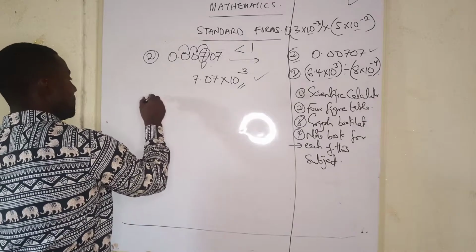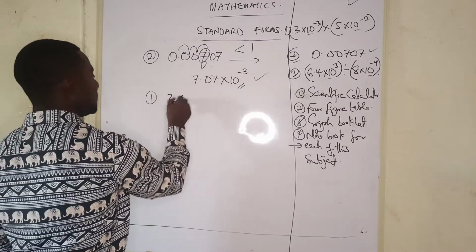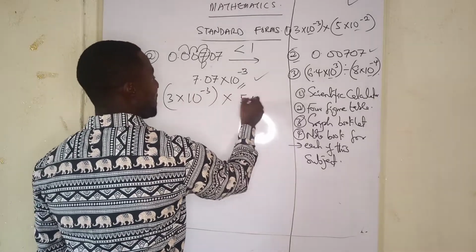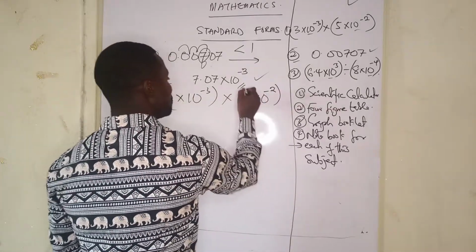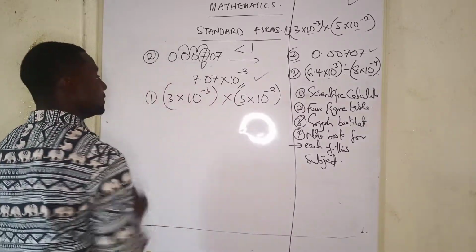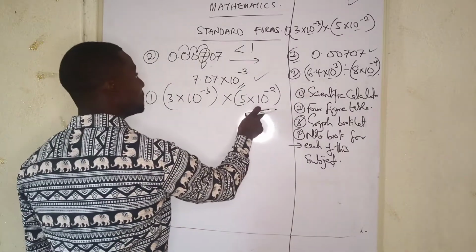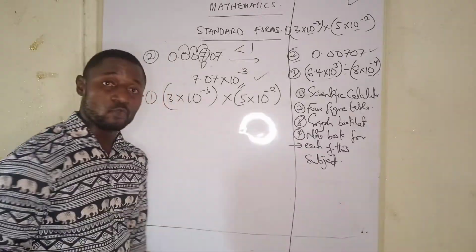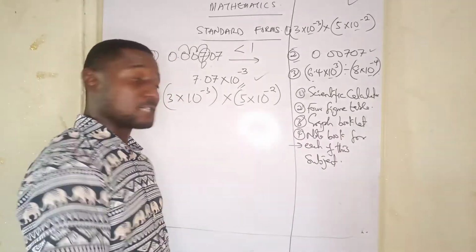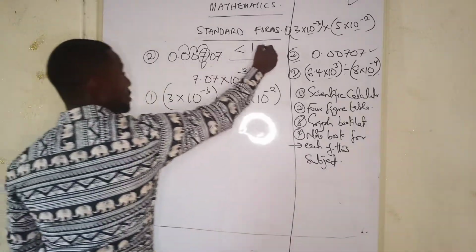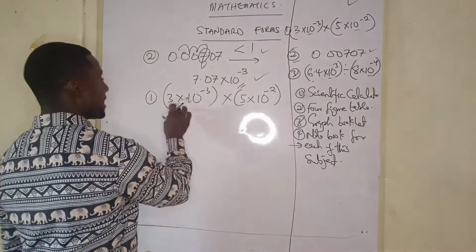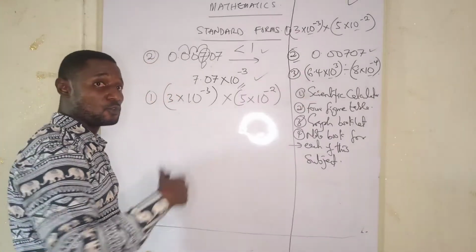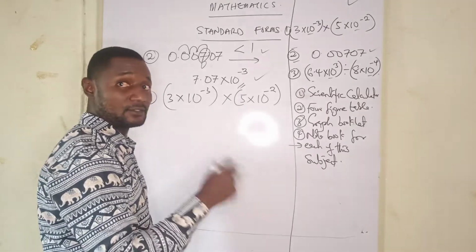Let's take number 1 now. 3 times 10 raised to power minus 3 multiplied by 5 times 10 raised to power minus 2. The reason I said we should take this one next was because I have to explain 1 or 2 things to us, which I have not explained before. But the first one was just a straightforward question. It is what I will explain in number 1 that we'll use to do number 3, and at the same time, we'll still use it to do other things.